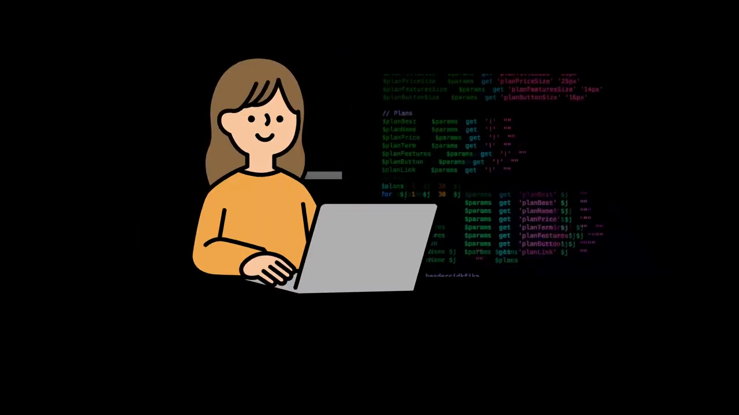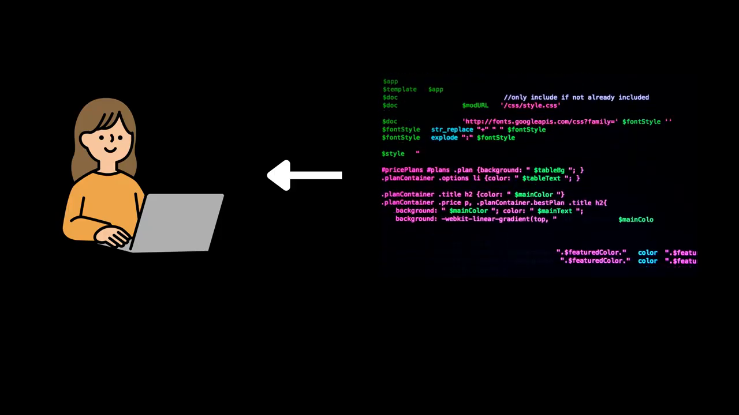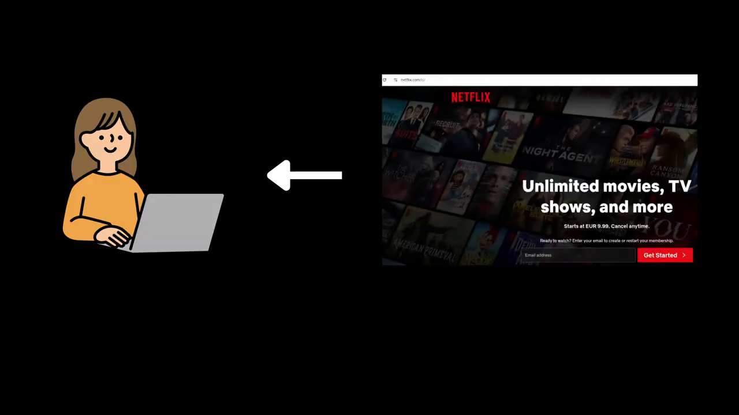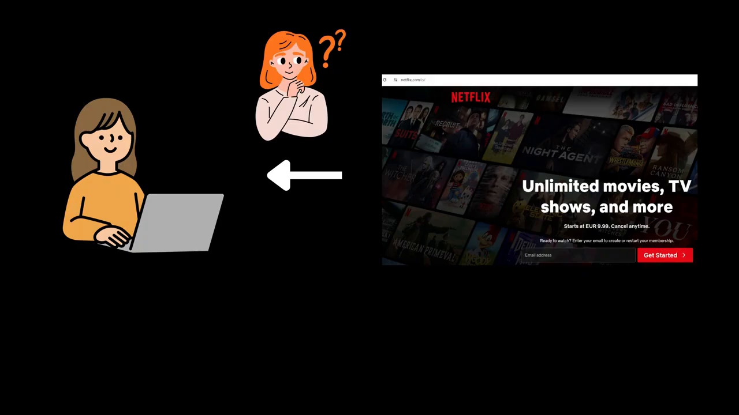This is Jane. After a long day debugging code, she opens her browser, types netflix.com, and presses enter. Within seconds, the Netflix homepage appears, ready to stream her favorite shows. But here's the question: how does the browser know where to go? How does it find the right server, the right page, the right content?